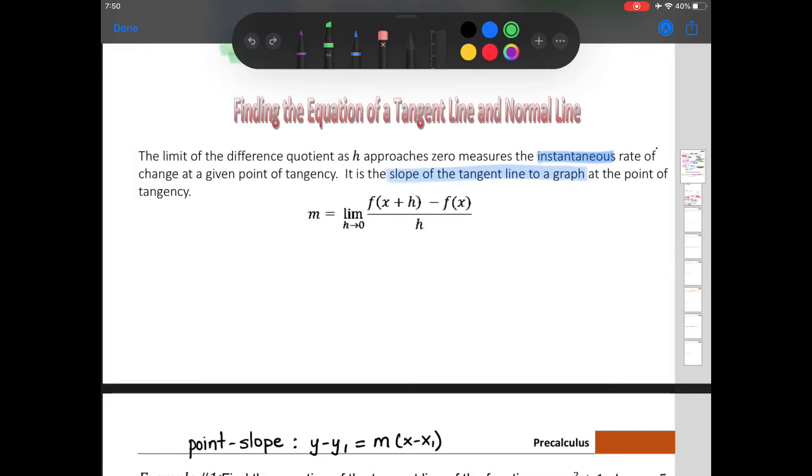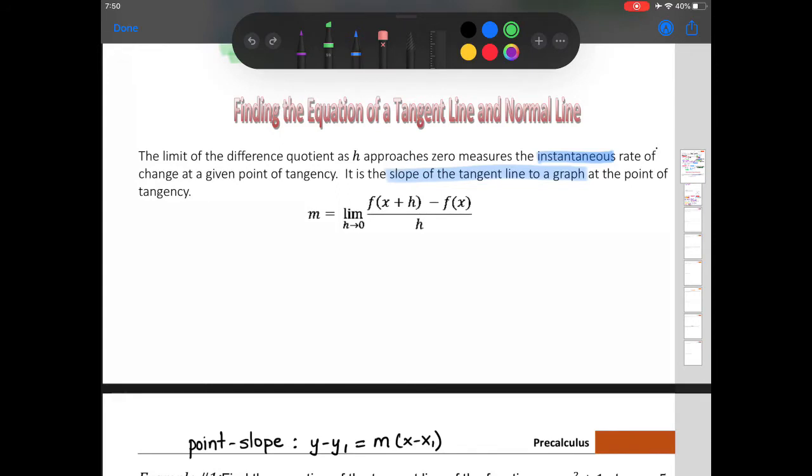Finding the equation of a tangent line and normal line. That's what we're going to be doing in this lesson. So in order to find the equation of any line, we need two things, a point and a slope, right? We just discovered that, and most of you should have known it from the past also.